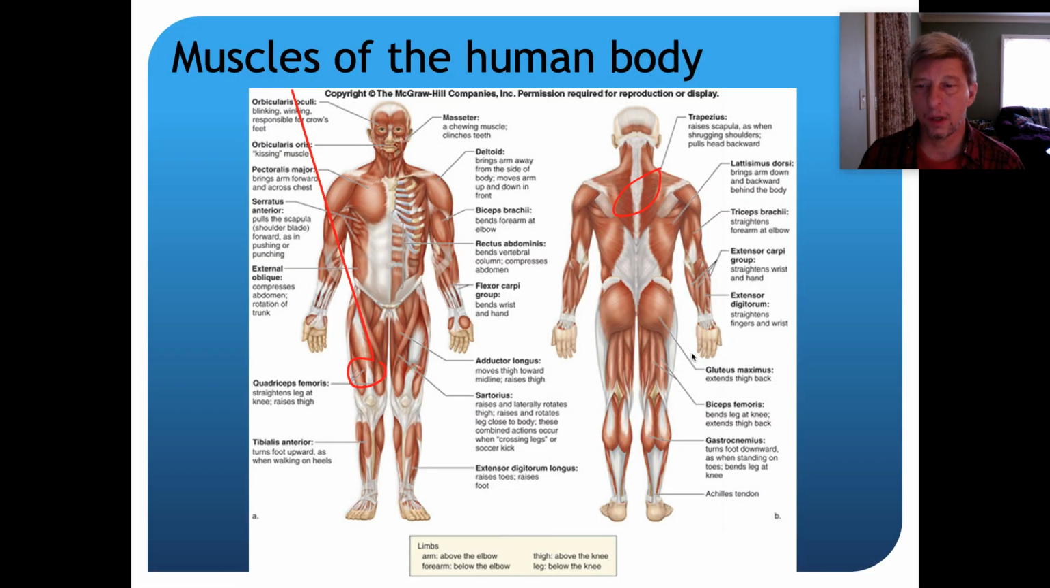Your glutes. This is the biggest muscle of your body. Think about this. Your butt muscles are actually holding you up. They allow you to stand upright. If you didn't have a butt, you'd literally just fall right over. That's why your butt muscles are very big.